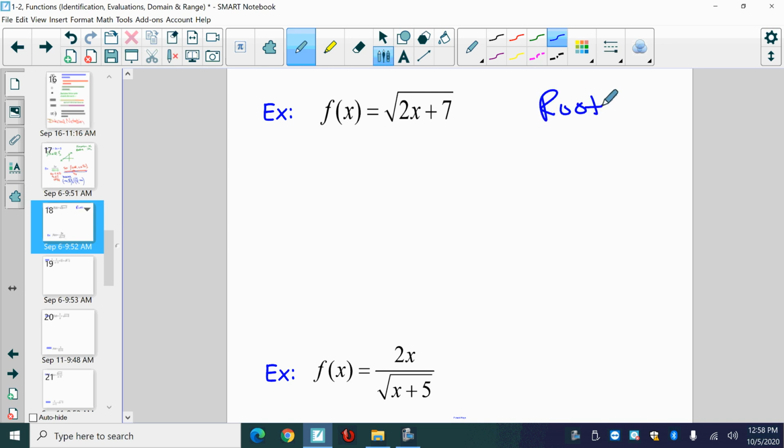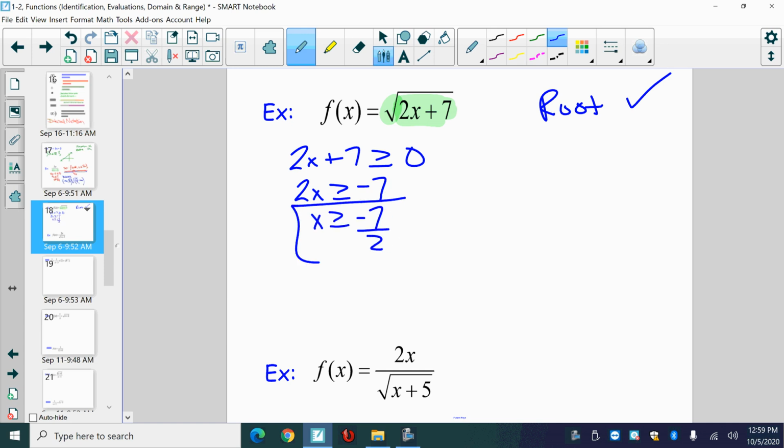Since I have a root, I need to now look to see what the root is. The root is the square root, which means I have to be greater than or equal to 0. So I'm going to take the junk underneath the radical, which is going to be 2x plus 7, and that has to be greater than or equal to 0. Why can it be 0? Because it's in the numerator. So if I solve this, I have x is greater than or equal to negative 7 over 2.